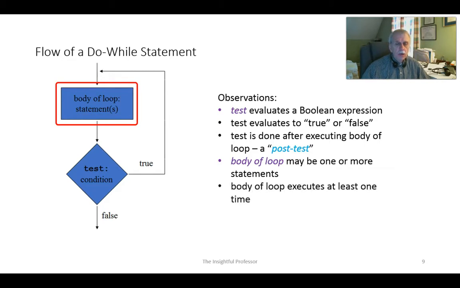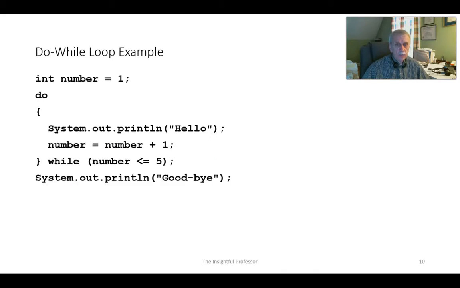And the body is going to execute at least once. So the differences we're observing just in discussing the structure would be that it is a post-test versus pre-test. The test is conducted after executing the body. And furthermore, with the while, the body is executed possibly 0 times, never executed, while with the do while, it's always executed at least once.